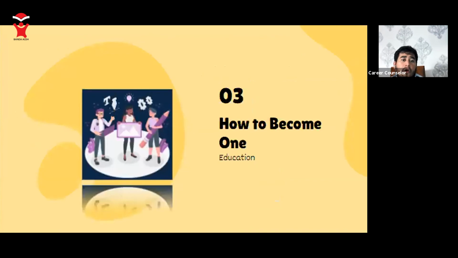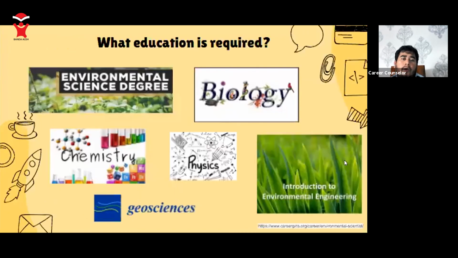It is the third one, how to become one, which is the education. So what education or what university degree is required? You can get a job as an environmental scientist if you graduated with a bachelor's degree in environmental science, and from biology is also possible, or chemistry, physics, geoscience, or environmental engineering. Okay, teknik lingkungan ini ya, ilmu lingkungan hidup. So you can study these college majors to become an environmental scientist.